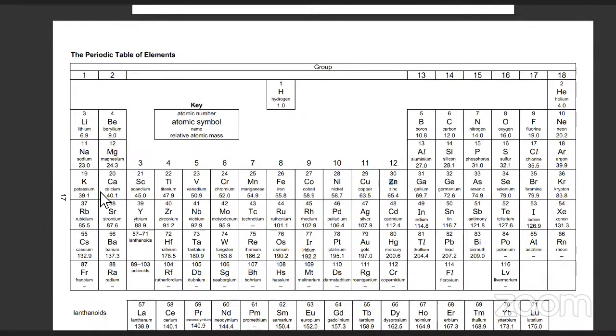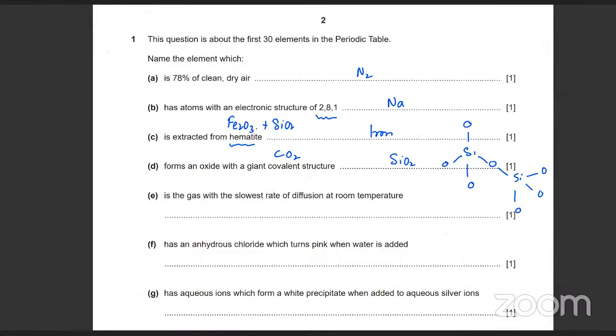Okay, these are metals, right? Potassium to zinc, they're all metals up till 30. So argon is the heaviest gas. Is that clear? Yes, sir. In the first 30 elements, argon is going to be the gas with the slowest rate of diffusion.